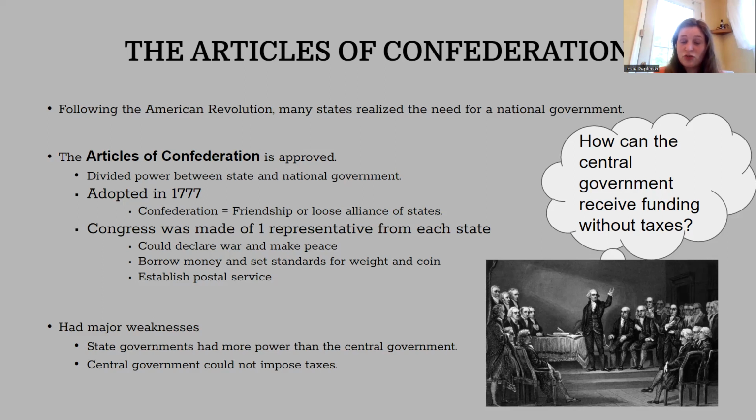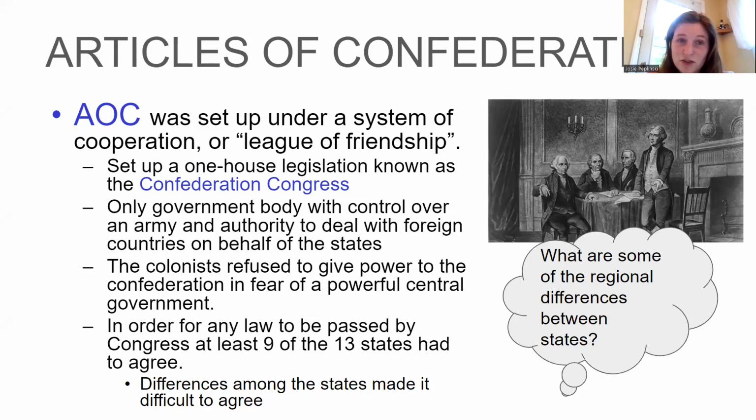the central government, and the central government could not impose taxes. So without the ability to impose taxes, they'll have to get really creative with their fundraising, which we'll see in just a few slides. Again, the AOC, or Articles of Confederation, was more of a league of friendship. And they had this one-house legislature known as the Confederation Congress. This was the only governmental body with control over an army and the authority to deal with foreign countries on behalf of the states. The colonists refused to give up power to the Confederation in fear of a powerful central government. They're really afraid of this coming out of rulership from the king.